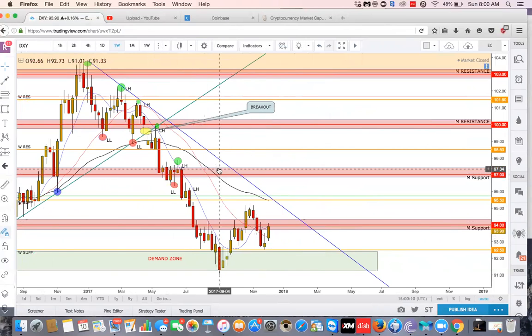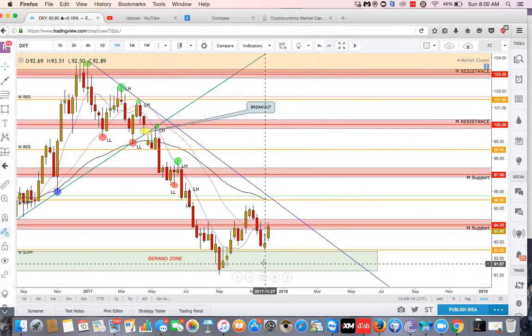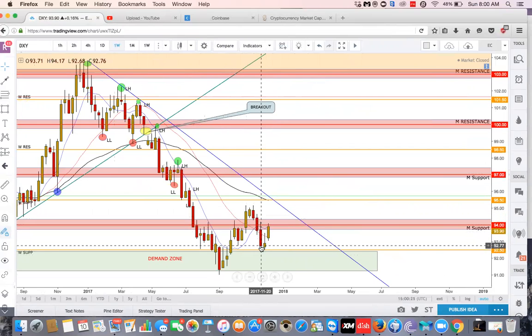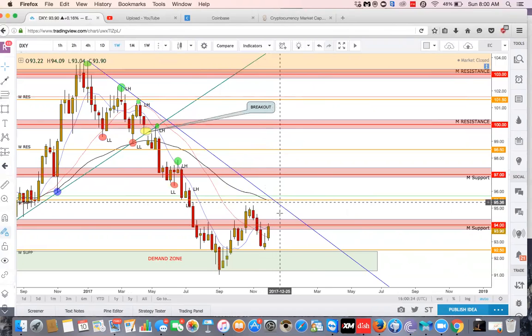Most recently, we got price defined to support around this area in this demand zone, and price rejected out of it, came back down towards this weekly support, and then rejected from that. And right now on the weekly, I can potentially see price either rejecting from this monthly resistance where we're at right now, or I can see price pull up towards this 95.50 and form this double top to hit my black EMA and possibly reverse.